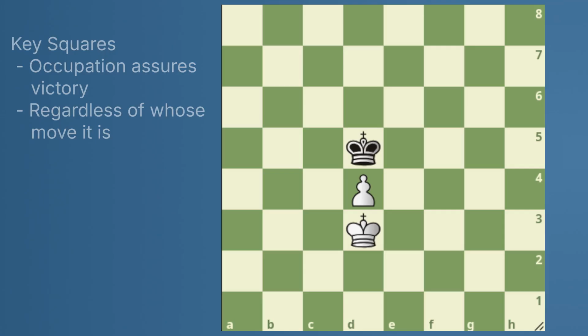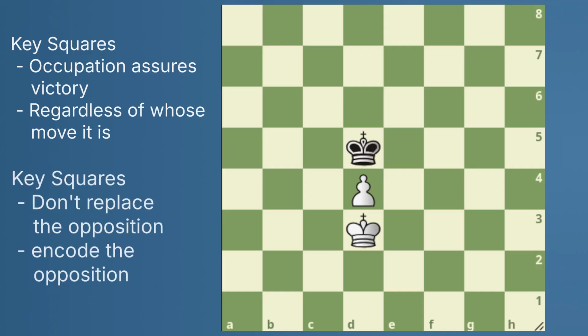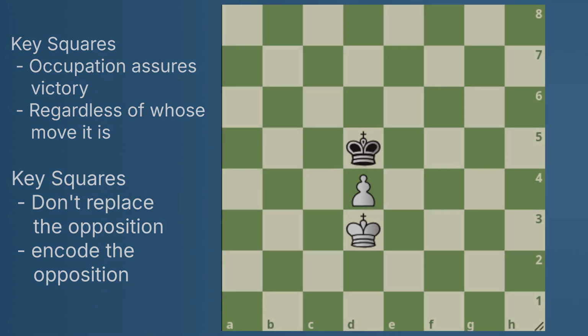Key squares are those squares which, if occupied by the stronger side's king, guarantee pawn promotion, regardless of whose move it is. This feature of key squares, being independent of who has the move, makes the idea different from that of opposition. Key squares don't replace the opposition. Rather, key squares encode what we've already learned about the opposition. Key squares tell us very quickly whether the stronger side's king can make progress.